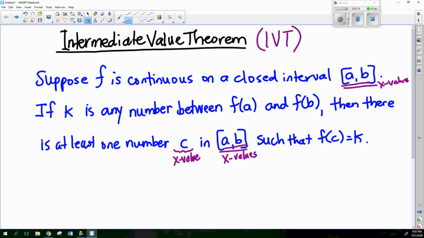Okay? But then we have this k and this f of A and f of B. Well, f of A and f of B mean what do you get when you plug A into the function and B into the function? So these are y values. And if I say that k has to be between those, then k is also a y value. Okay? So I just want you to understand that that's what we're talking about. So when we get to this end piece here, those are y values.